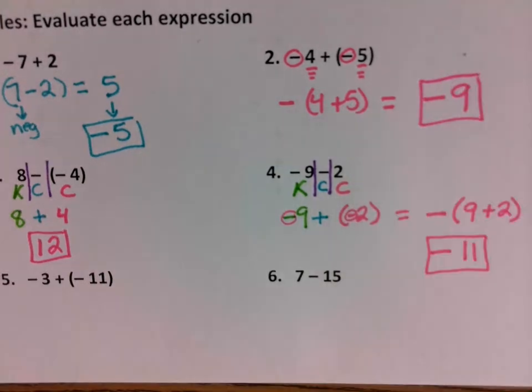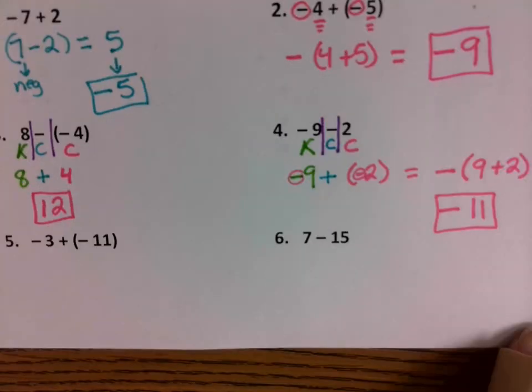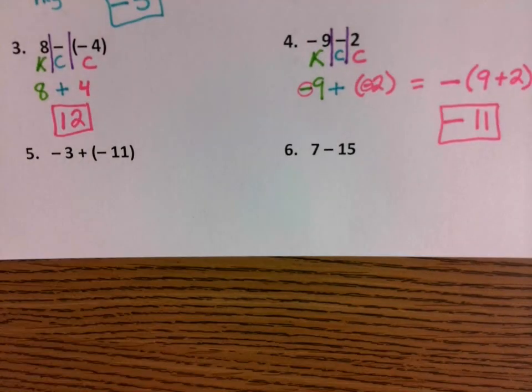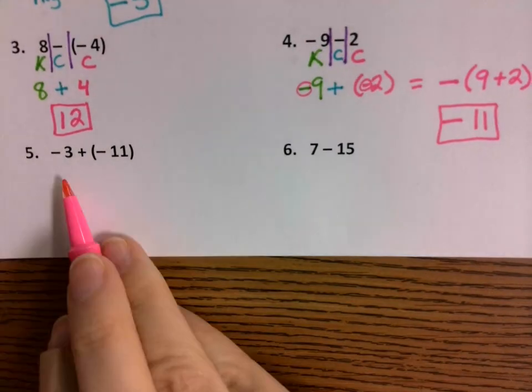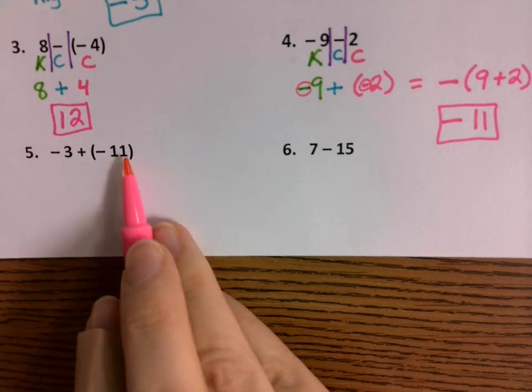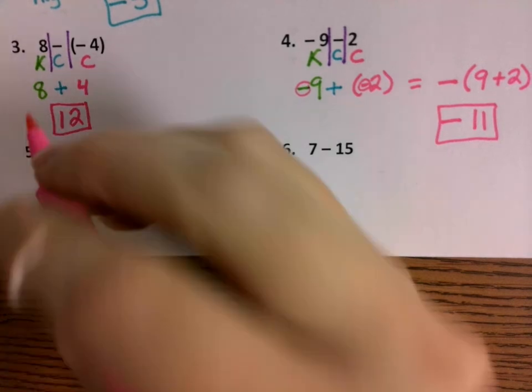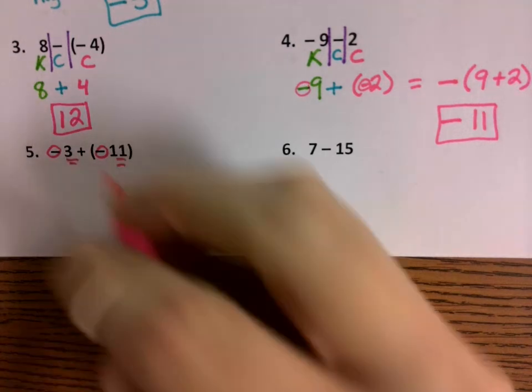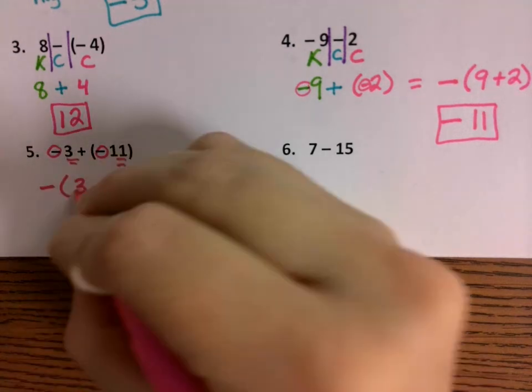For problem number 5, it's an addition problem. -3 plus -11, they are same signs. They're both negatives. So I'm just going to add the numbers together and keep the sign. 3 plus 11 is 14, so I'm going to get a -14.